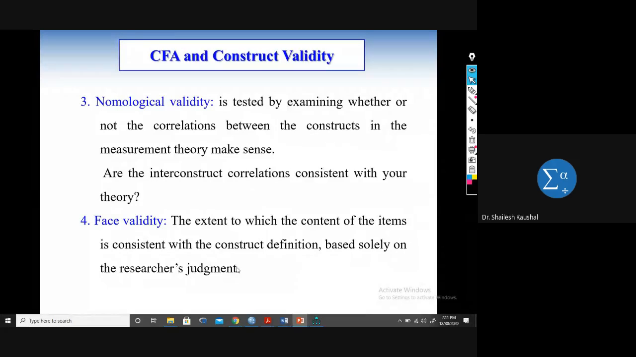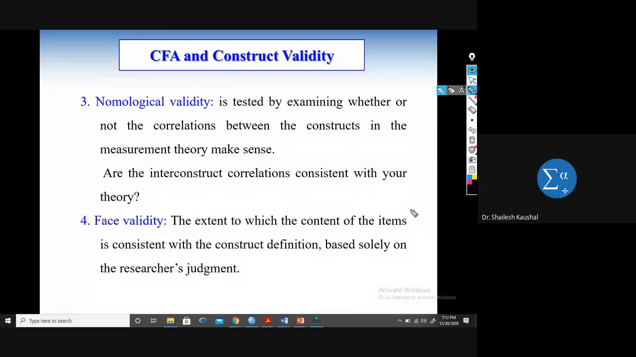It is the researcher's judgment, the content, and that is face validity. Whatever questions we are taking in our study should be justified. If I want to measure the satisfaction level of buyers, then I should take all the questions related to satisfaction.